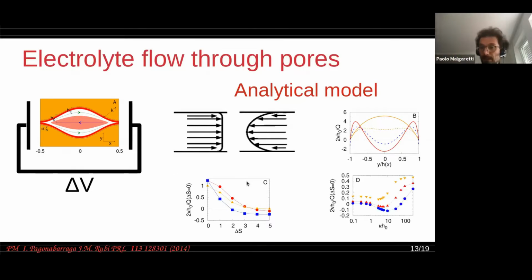But that's not the only relevant parameter. Also, the Debye length is very important. So here I'm showing you now three different values for delta S. And here is kH0, where k is 1 over the Debye length. So this is the ratio of H0, the average section of the channel, and the Debye length. And this graph is telling you that even though you have the right delta S, if the Debye length is too short or too long, then the velocity at this very point is positive. Namely, you don't have this eddy. But if you fine tune the Debye length and the geometry, you can get it.